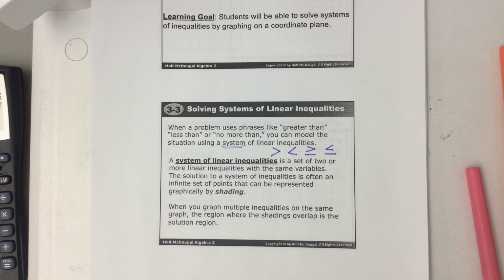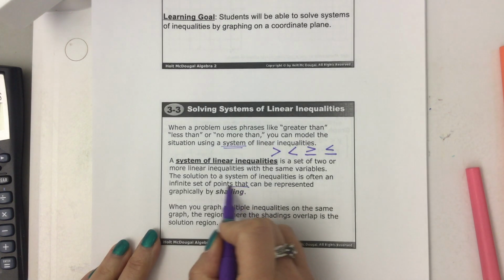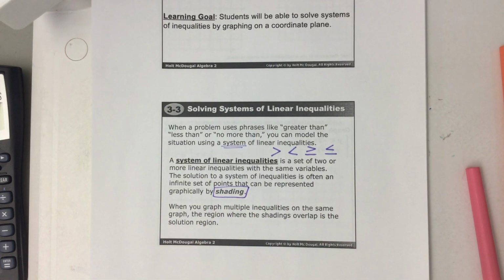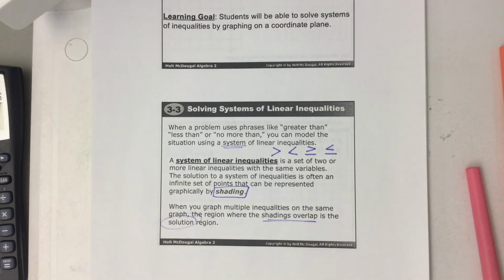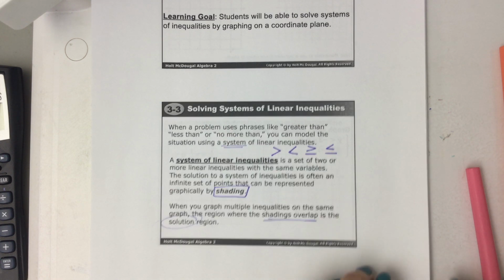The solution to a system of inequalities is often an infinite set of points, meaning our solution will be shading. So we're doing the whole test point thing. What side do you shade? However, because it's a system, we have to do that more than one time. And where all of those shadings overlap, that is going to be your solution. So you guys, this is so fun. When you graph the multiple inequalities on the same graph, where the shadings overlap, that's your solution. So our solutions are not going to be numerical. You get to color in the graph, and whatever's colored in, that is your answer.